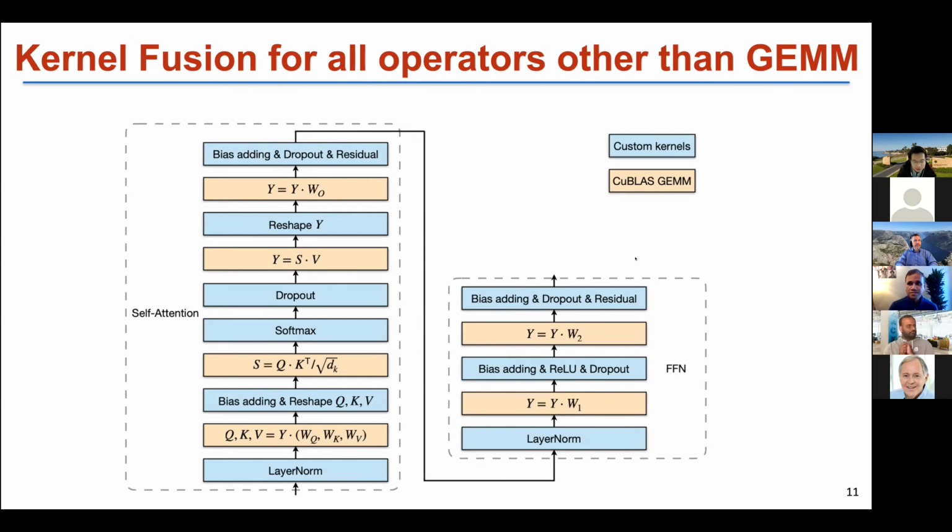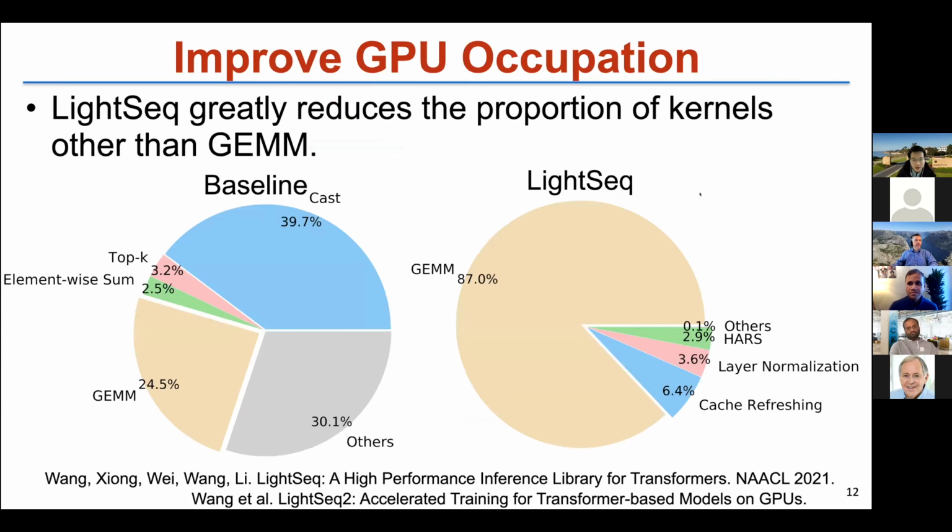We also optimize the number of times we need to do the reduce operation by using algorithmic reformulation. With that, we can basically reduce the portion of time needed for operations other than matrix multiplication. You can see, comparing the baseline and the LightSeq approach, after optimization the matrix multiplication occupies the majority of the time here.